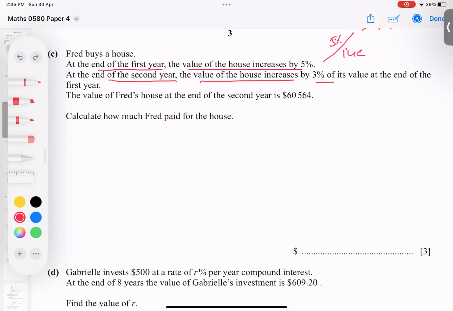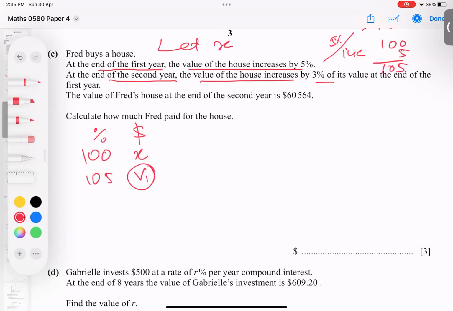Let me read again. F buys a house. Okay, correct. We have to find out 2 years back. So let's say the original value 2 years back is, let's say, amount X. This is called the full amount. Okay, so write dollars and percentage. So the full amount is always equal to 100%. 100% equals the full amount. And after a 5% increase, 100 plus 5 becomes 105. So this 105 is called the first year value.